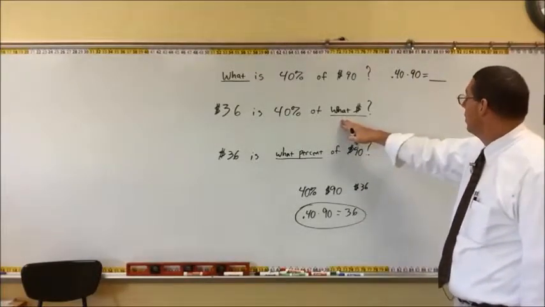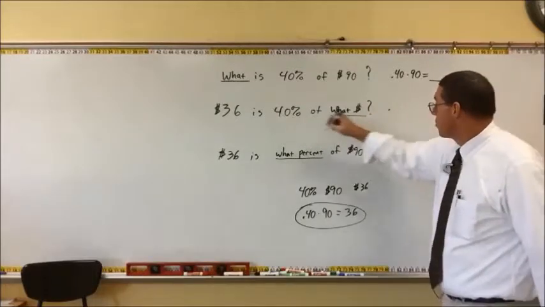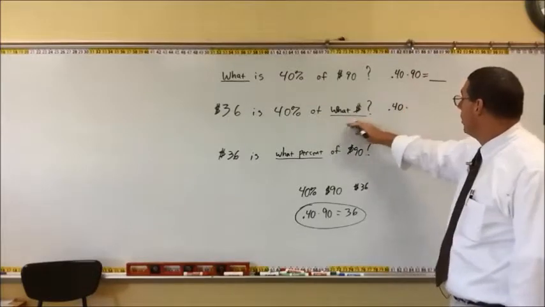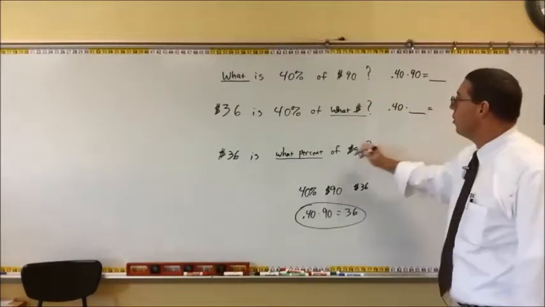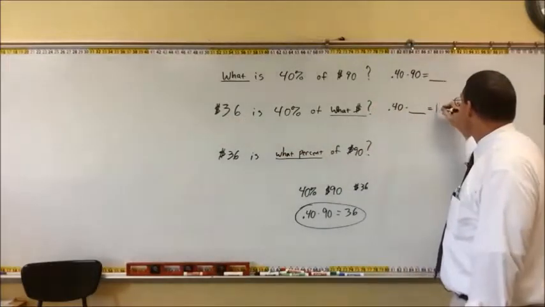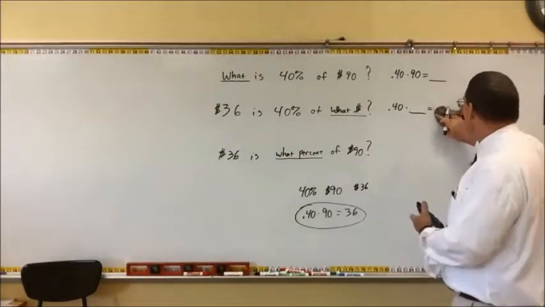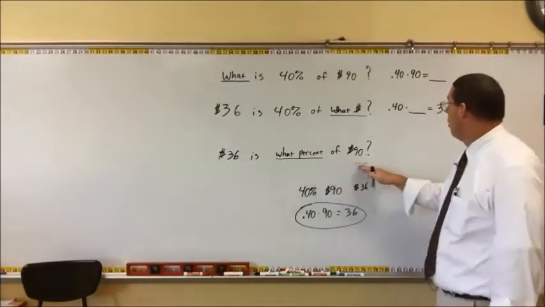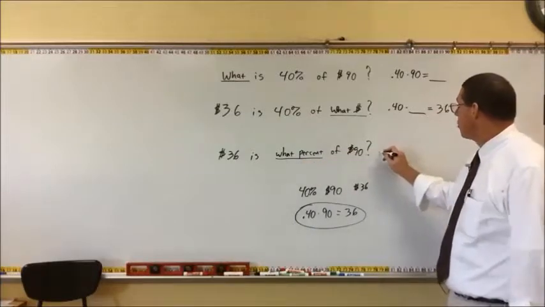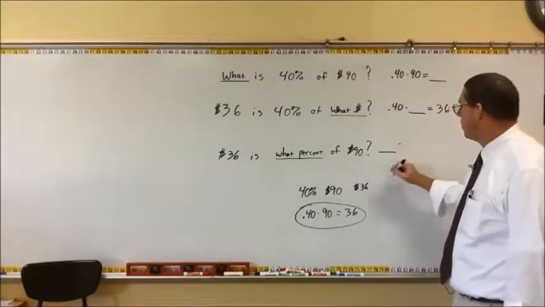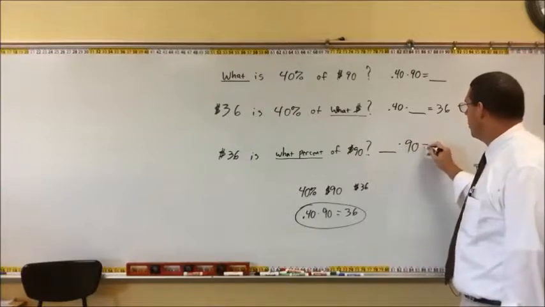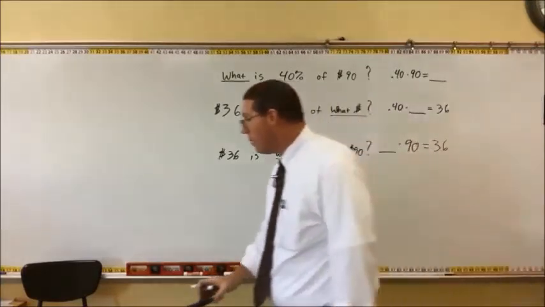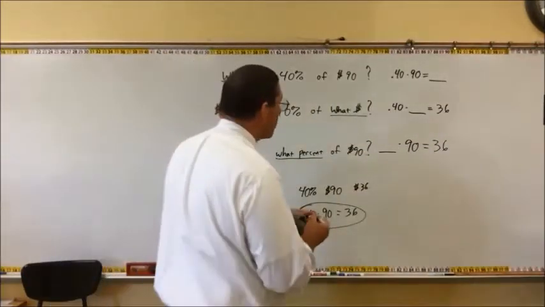In this question, we know the 40%, so we're going to put 0.40 times, we don't know the what number, so that's a blank, equals, we know that the answer is 36. Let's just put a 36 there. Equals 36. And in this one, we don't know the percentage. So we're going to say percentage times $90 is equal to $36. So you can see that it's the same format in every one of these cases.